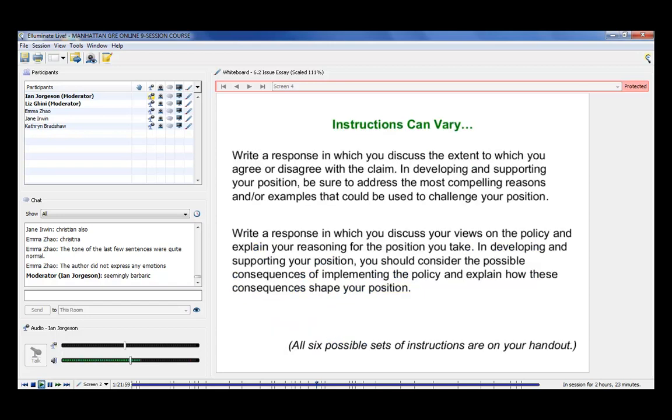So the interesting thing about these essays is the instructions can vary. They don't vary a lot, but there's about 6 different ways that they write the instructions. So for instance, here's the first version. Write a response in which you discuss the extent to which you agree or disagree with the claim. In developing and supporting your position, be sure to address the most compelling reasons and or examples that could be used to challenge your position.